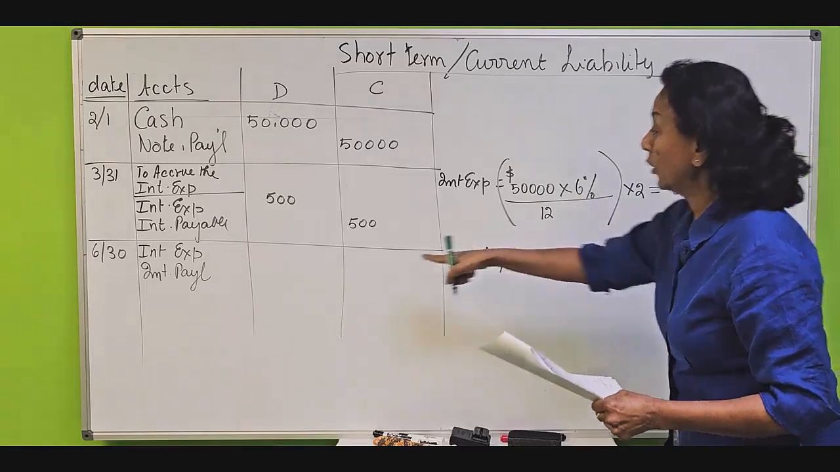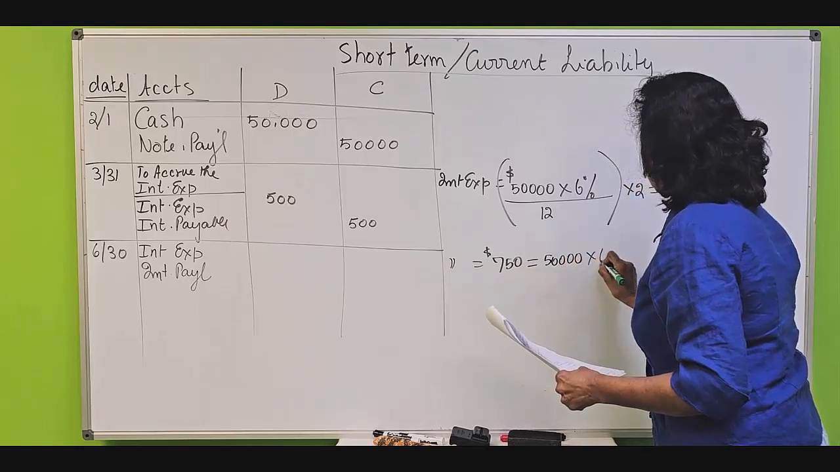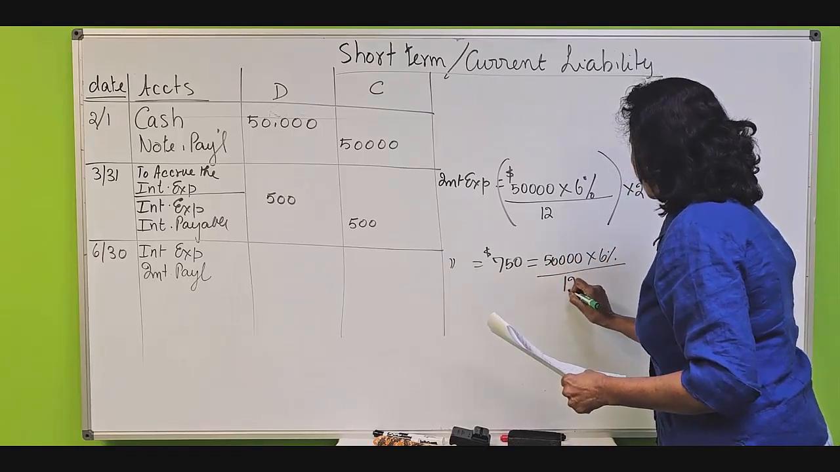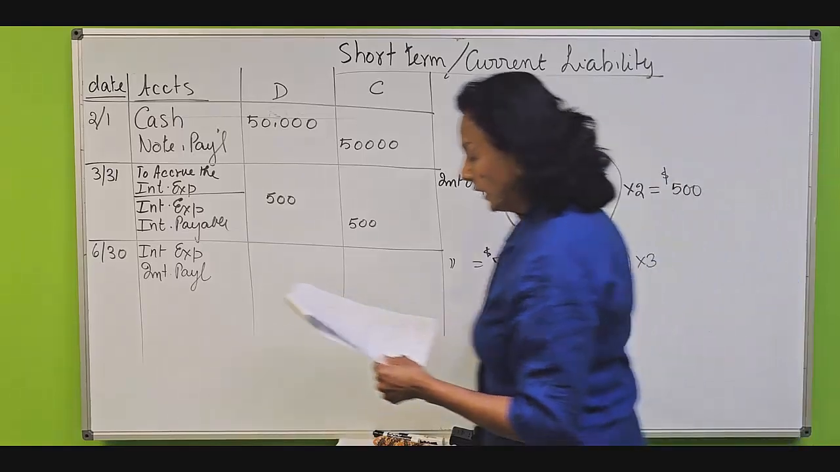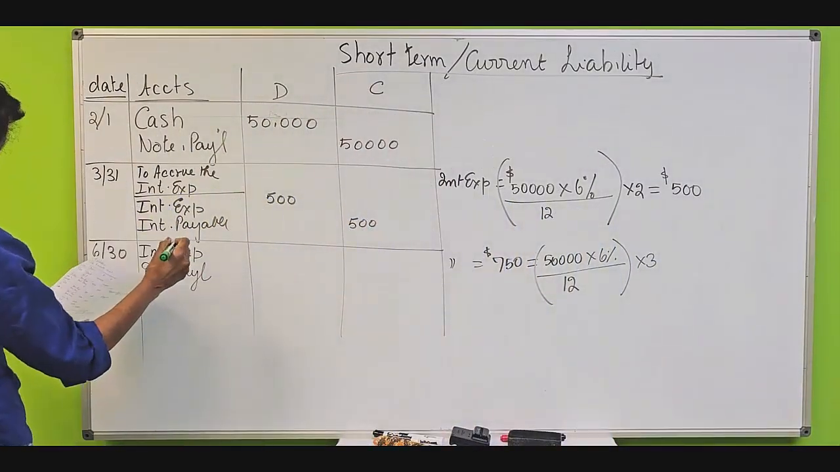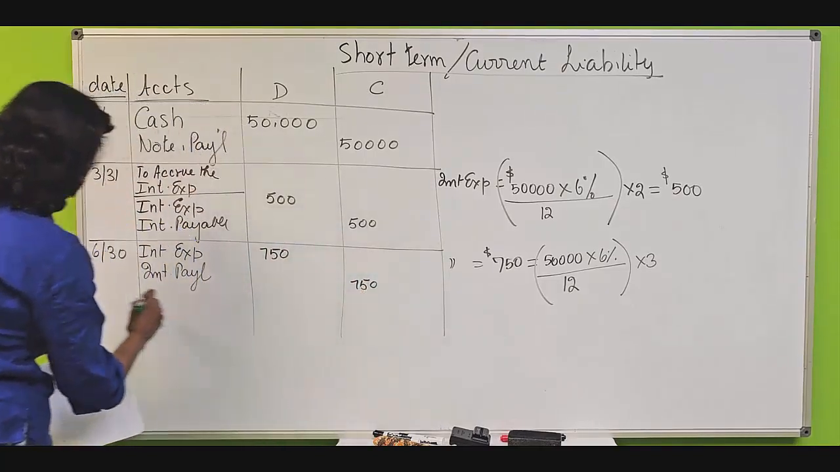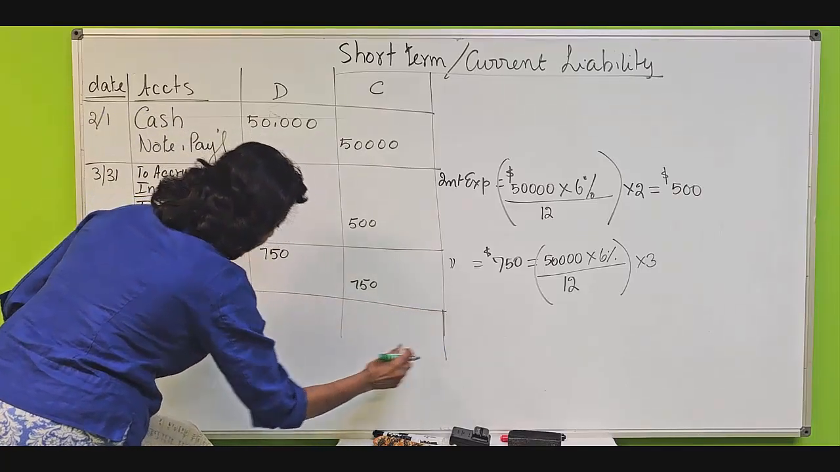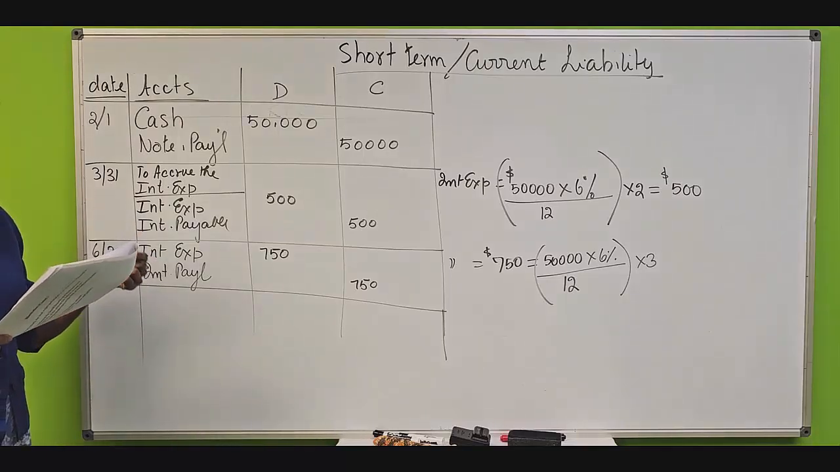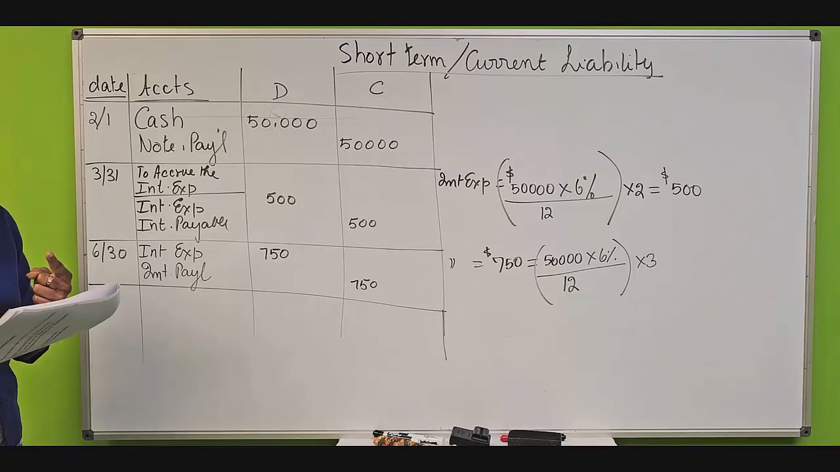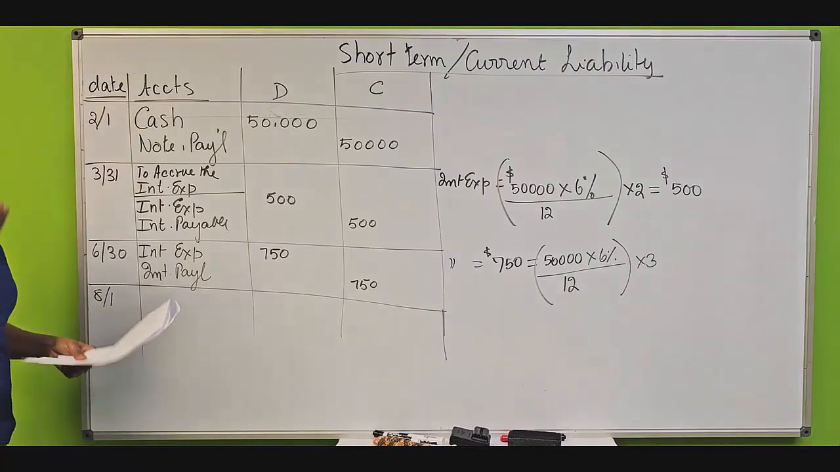Now you multiply by 3 months, which is $50,000 times 6% divided by 12 months times 3. The 3-month interest is $750. Therefore, you debit interest expense $750, credit interest payable $750. Now, from June 30 to August 1st, it is for 1 month, almost. It's 1 month. So here on August 1st, this is the day everything is due.